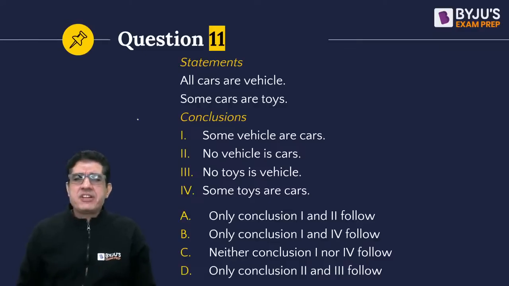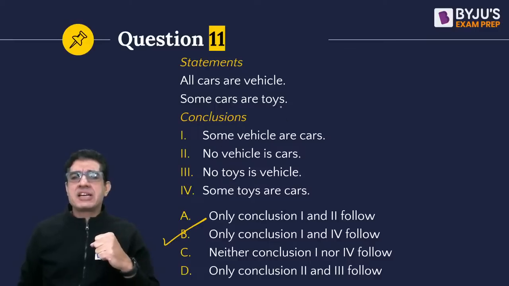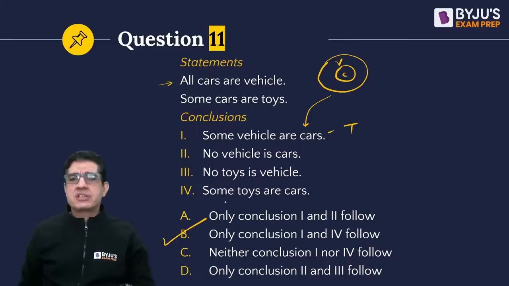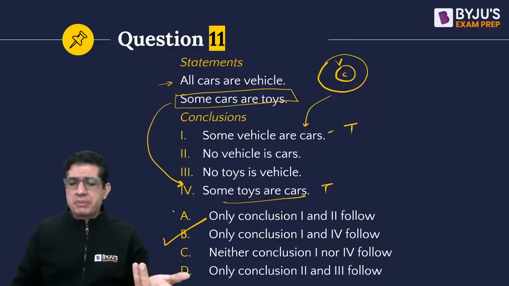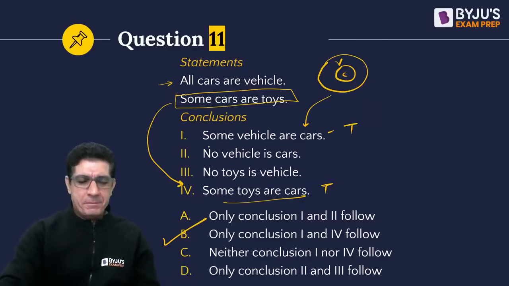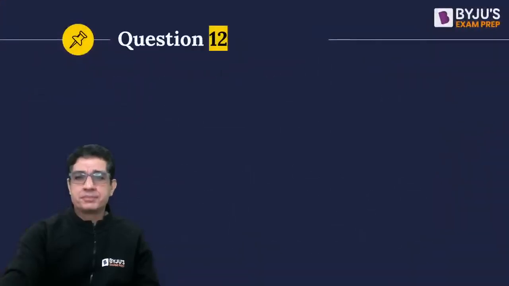Yes, I think I can safely go with the majority here. B is right. For that matter, look at the first one. All cars are vehicles. Now, if all cars are vehicles is true, then obviously some vehicles are cars. So this is true. Then look at the fourth. Some toys are cars. Now, if some cars are toys is true, the fourth must also be true. So therefore B. Here is the next question.